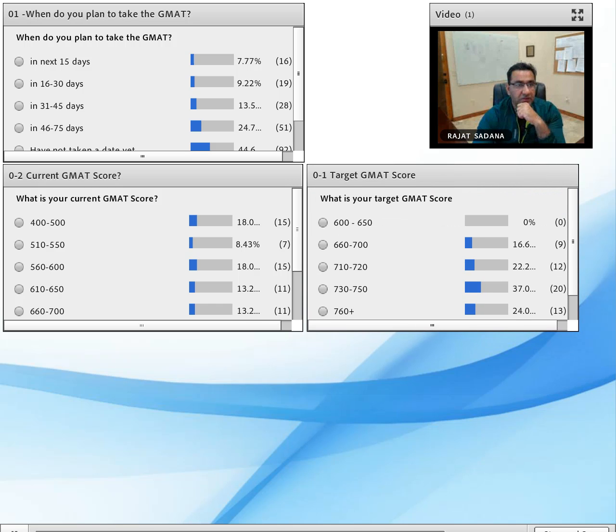All right, with regards to when people plan to take the test, about 45%, the biggest group over there, have not taken a date as of yet. The next biggest group actually is a very nice increasing horizontal bar graph in many ways. So we have a few folks who have their exam right away, and a very similar number in 16 to 30 days.